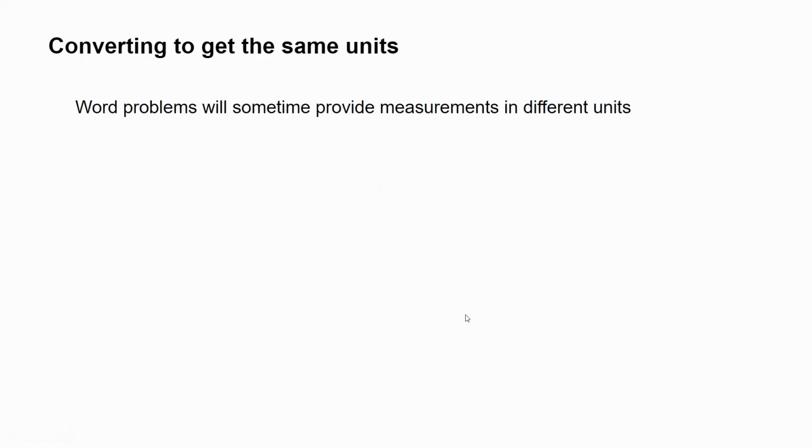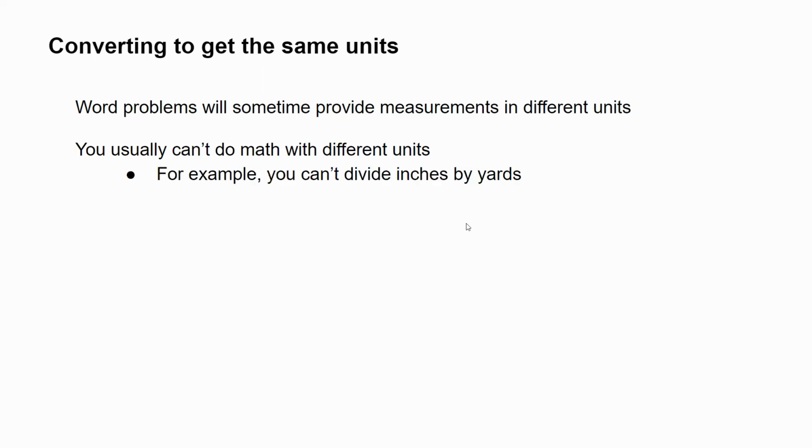So why do we need to convert in order to get the same units? Word problems will sometimes provide measurements in different units. I'll show you an example in a moment. The problem is that you can't do math with different units. For example, we can't divide inches by yards. Let's say we're doing a math problem and we've been given one dimension in inches and another dimension in yards. We can't divide those. We can't add them. We can't multiply them. We can't do any math with these two different units.